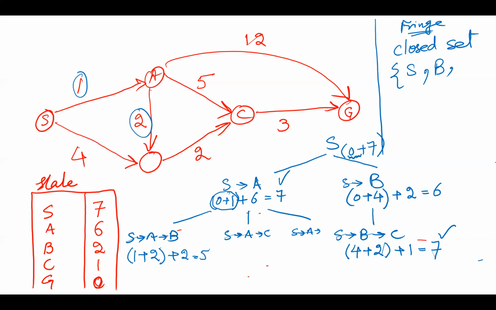SAC, what is SAC? 1 plus 5 is 6. 6 plus 1, which is 7. And then SAG, 13 plus 0, right? Because h of G is 0. So where will it go? From 5, 7, 13, and 7.